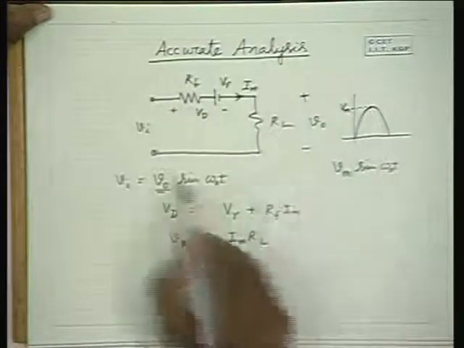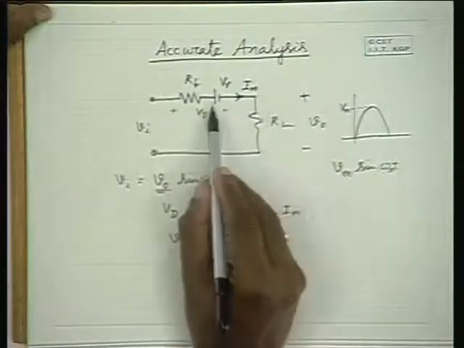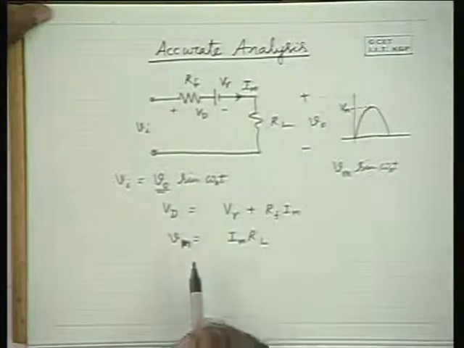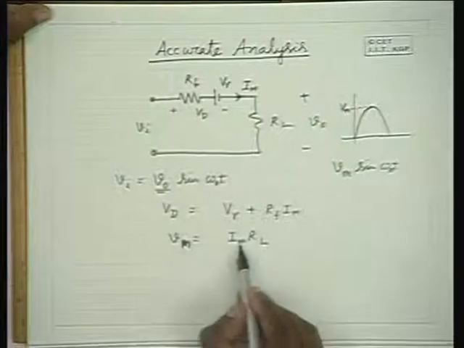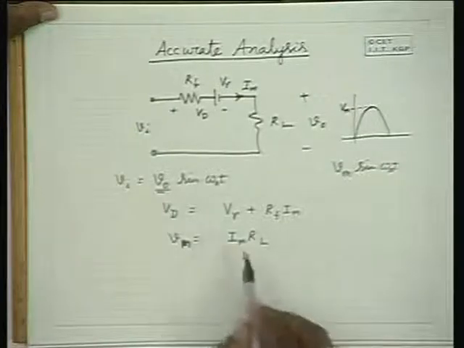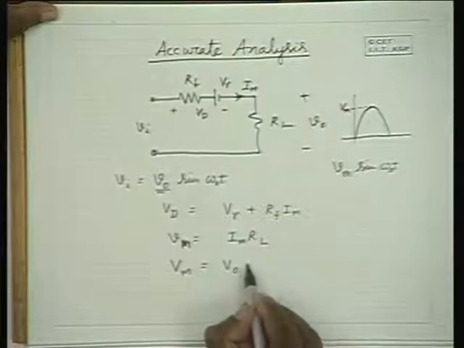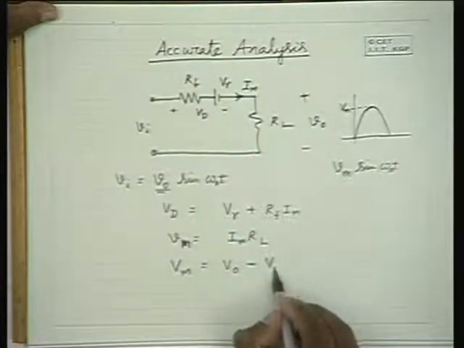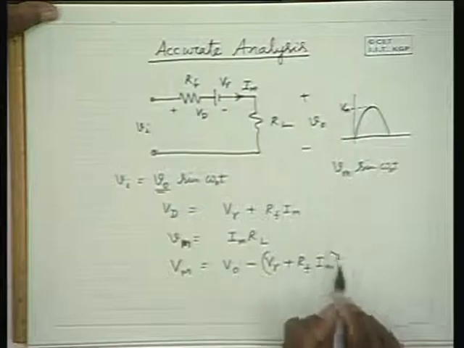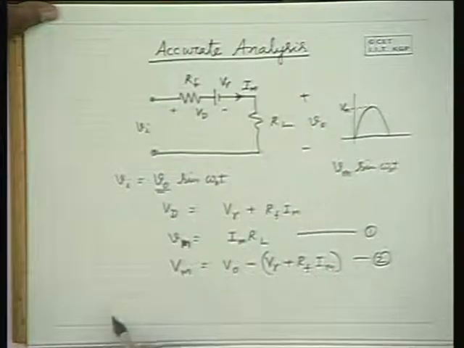So this peak value is equal to the peak value of the input V0 minus RF into the peak value of the current, minus V gamma. That means the diode drop is to be subtracted from there. And after subtracting, we get the output as Im into RL naturally. Now by solving these two equations, Vm is equal to V0 minus Vd, that is V gamma plus RF Im, we can determine Vm.